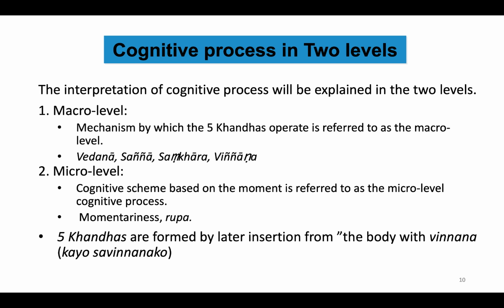Micro level of cognitive process will examine momentariness between mental and physical phenomena based on rupa. So, cognitive scheme based on the moment is referred to as the micro-level cognitive process. It includes momentariness, and micro-level is more focused on the rupa rather than the mental faculty such as nama. So, micro level of cognitive process will examine momentariness between mental and physical phenomena based on rupa.